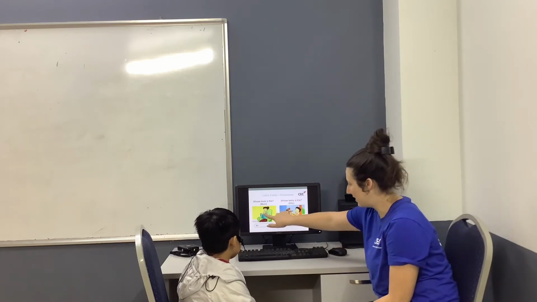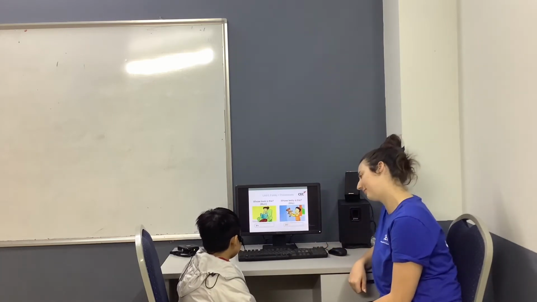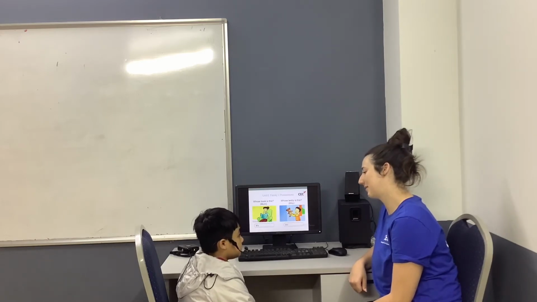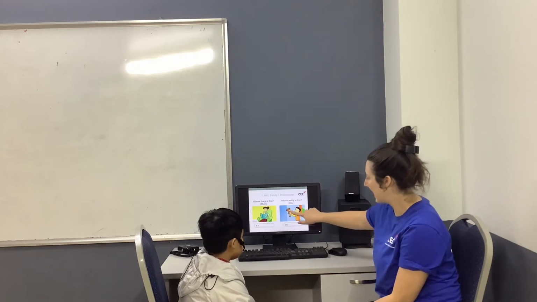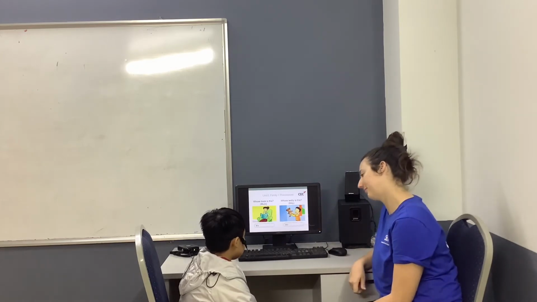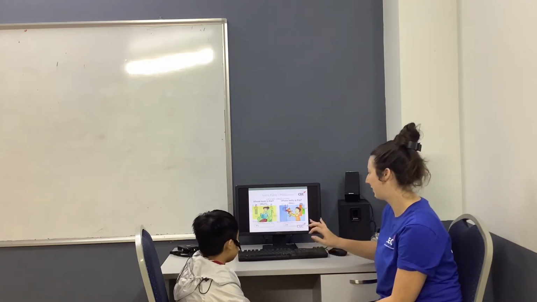Whose book is this? It's my book. Mom's book. Whose teddy is this? It's Billy's teddy. Teddy, yep. Teddy.